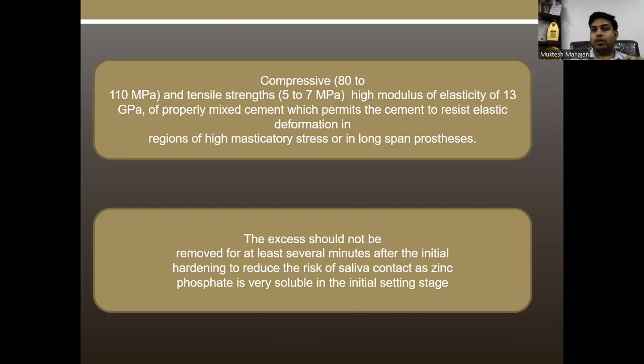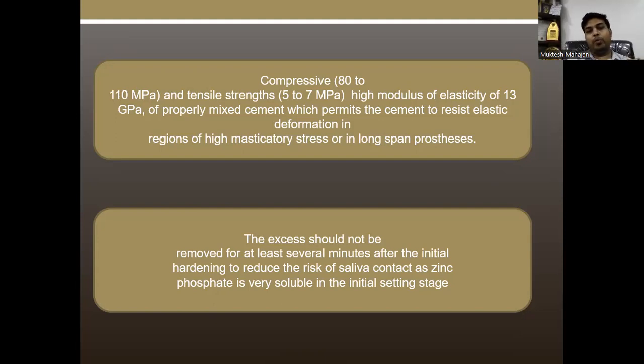Some qualities of the zinc phosphate: the compressive strength is 80 to 110 MPa and tensile strength is 5 to 7 MPa. High modulus of elasticity of 13 GPa of properly mixed cement permits the cement to resist elastic deformation in the region of higher masticatory stress or in the long span prosthesis, a prosthesis that spans from a pontic and the two abutments.